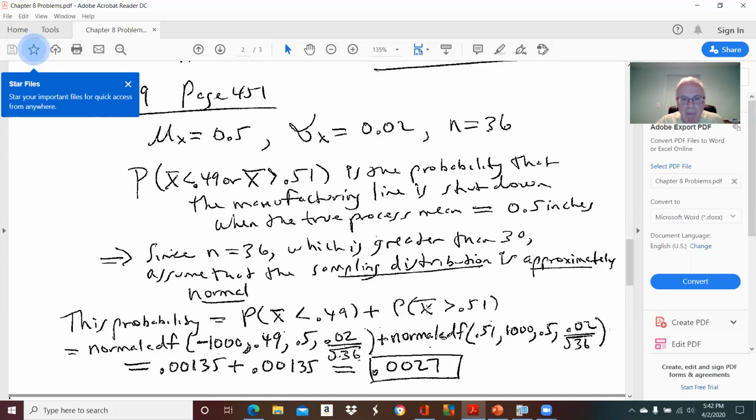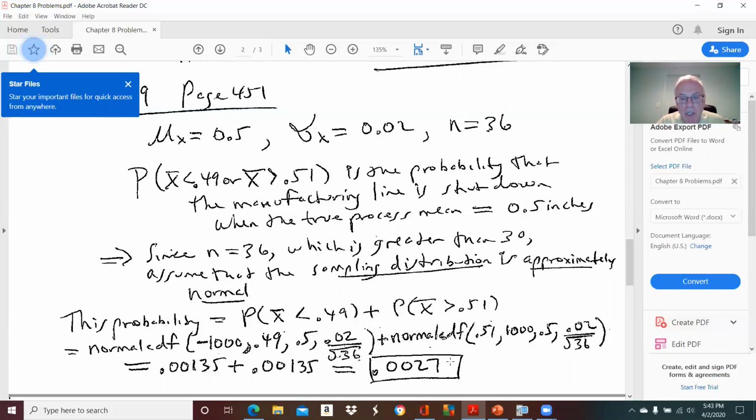Plus the probability of X bar being greater than 0.51. Well, it's normal CDF. We're going to use our lower endpoint, 0.51, our upper endpoint, 1,000, our mean is 0.5. And here's our standard error again. Just put it in as a formula. Notice that each probability, when we calculate it, is 0.00135. And when we add them together, we get 0.0027.